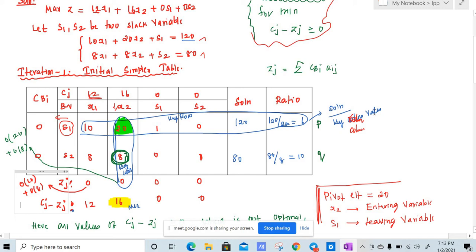If we need to form a ratio, the ratio formula is solution divided by key column value. So 60 by 20, 120 by 20, 80 by 8. You need to divide the solution by that key column row value. So 120 by 20, 80 by 8. Here we choose the least positive value.